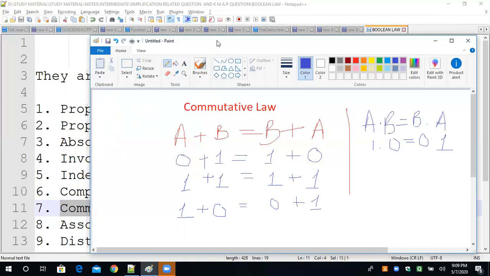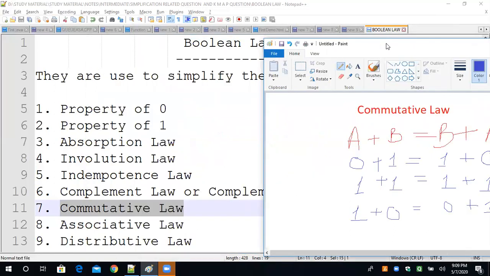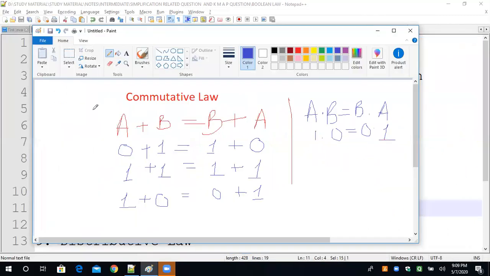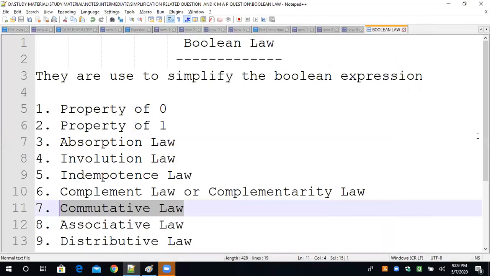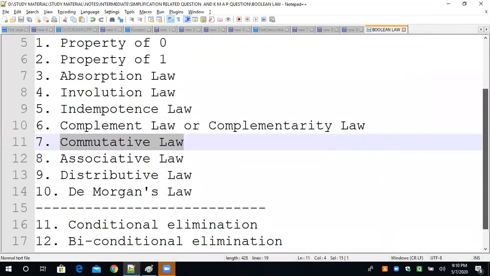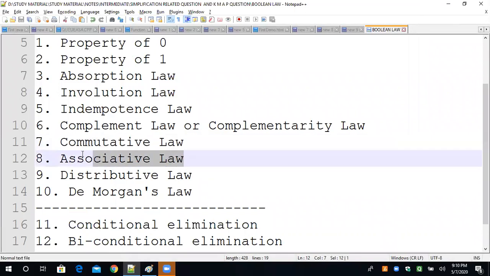After that, the associative law. Okay, the associative law is also not a very tough law. So what is the next law? Associative law.